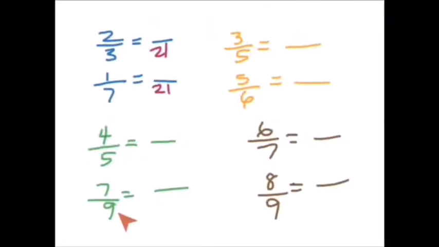9 times 3 is 27. Can you multiply 5 times something and get 27? No. 9 times 4 is 36. Can you get 36 from there? Nope. 9 times 5 is 45. Can you get to 45 from there? Aha, yes we can. So what's the least common denominator in the green set? 45.